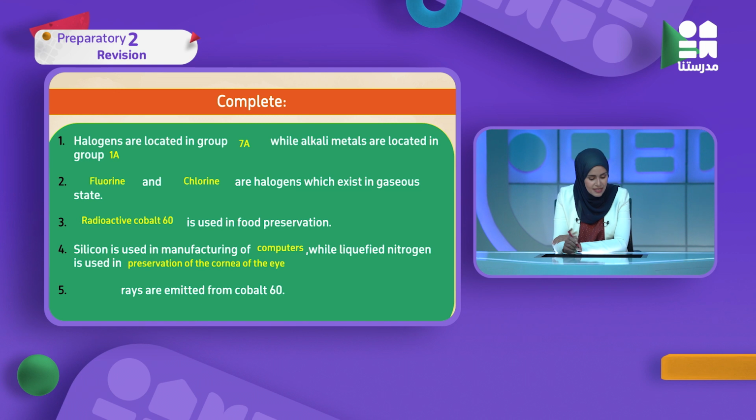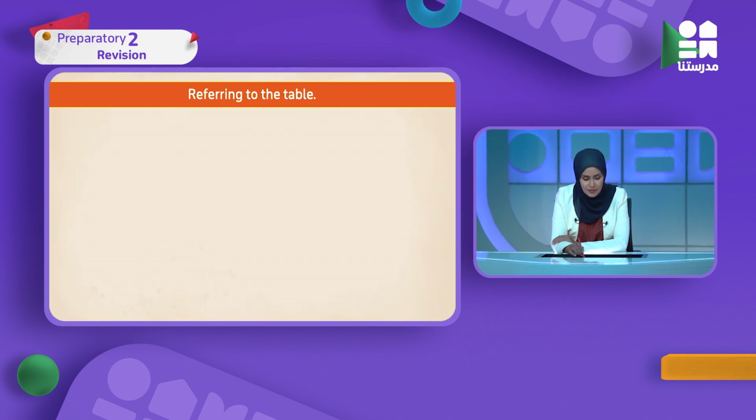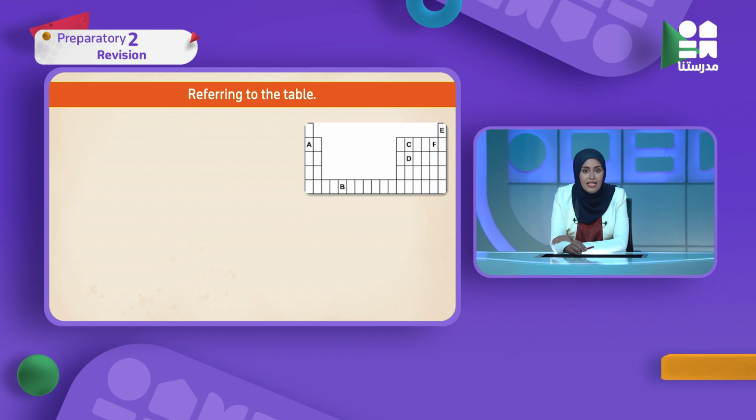5. Space rays are emitted from cobalt 60. Cobalt 60 is radioactive, so some of the rays are emitted from it. Which rays? Gamma rays. تعالوا نحل مع بعض السؤال ده بطريقة أوضح.